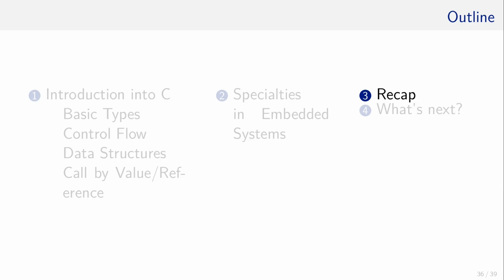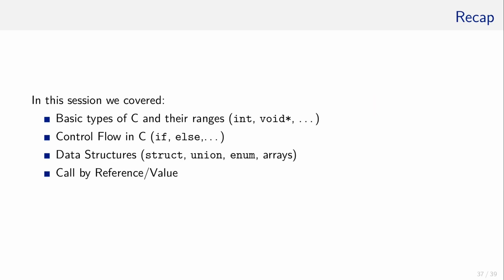That brings us to the end of the session, in which we discussed quite a bit. We started off with some basic types and their ranges and worked our way up to data structures such as structs, unions, and arrays. On the way, we had a look into pointers, and we ended the session with practical examples for a call by value and reference.